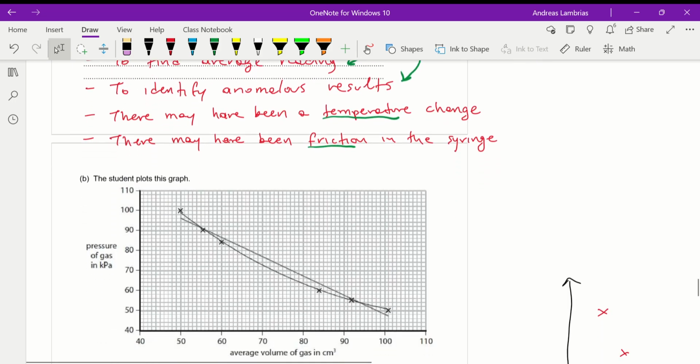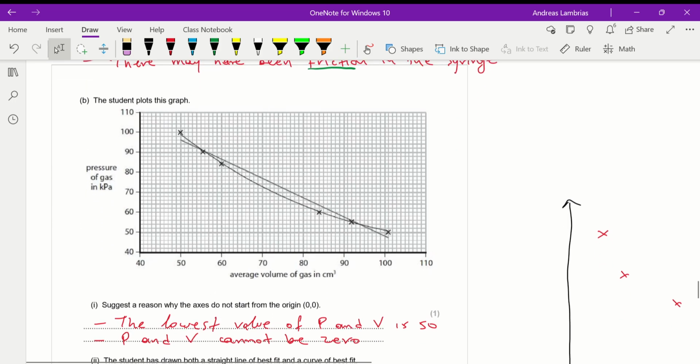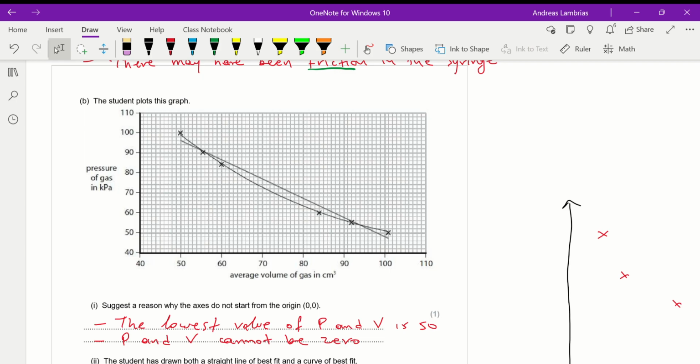The next question: the student is plotting the graph of the pressure and the average volume. So the results from the table are presented in a graph. And you can see that on this graph, it doesn't start from 0, but it starts from 40. So it skips the values from 0 to 40. And it's asking us to suggest a reason why we don't start from 0.